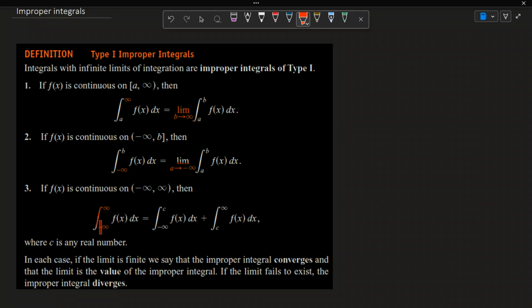But in case we have minus infinity to infinity, we are going to have two limits. One when a approaches minus infinity, another limit when b approaches infinity, and both limits must be finite, then we can say that the improper integral is convergent. If one of the right-hand side limits in part 3 does not exist, then the improper integral is divergent. We don't need to study the other one.